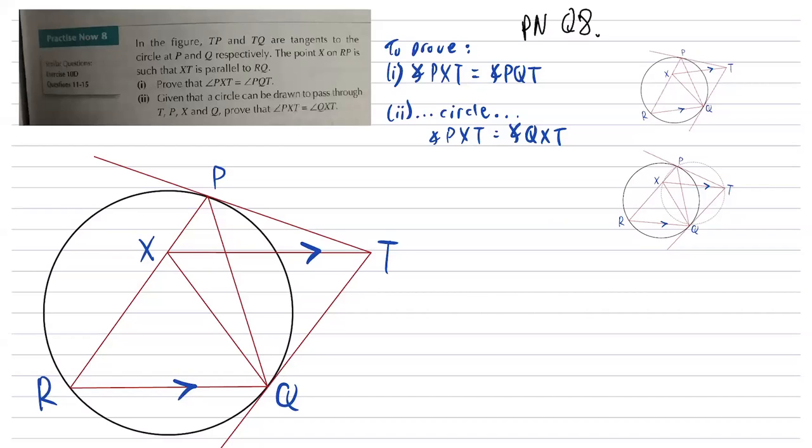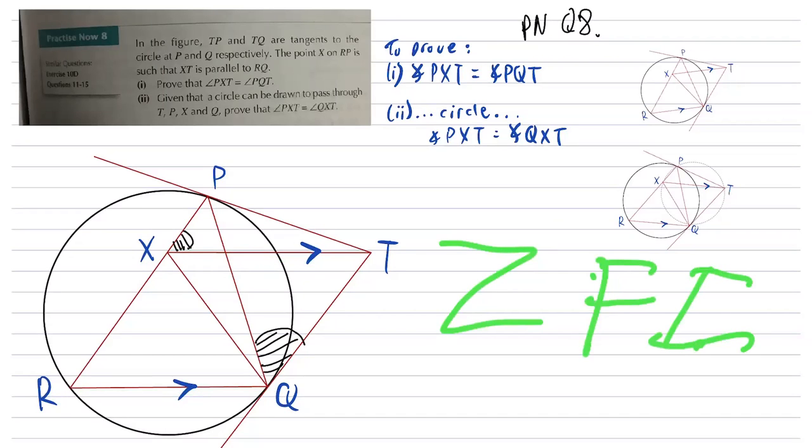Okay, let's take a look at practice now, question 8. So you want to show that angle PXT equals angle PQT in this diagram. You're given that XT is parallel to RQ. So let's just label PXT on the diagram first. PXT is where? Over here in black. Where else is PQT? PQT is here, over here in black. Why are they equal? Let's figure out. So first thing, parallel lines. What can you conclude?